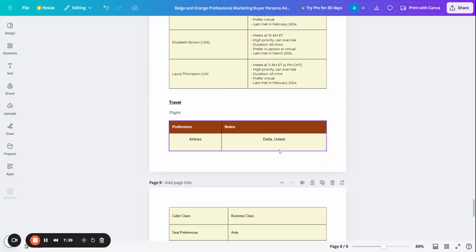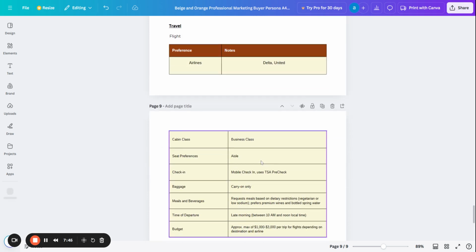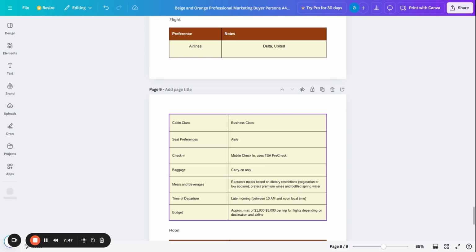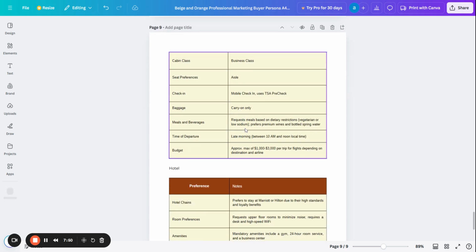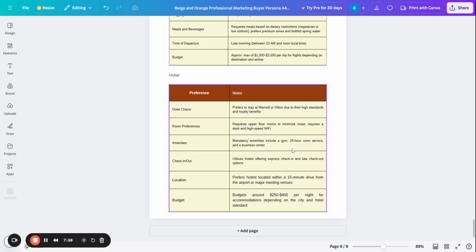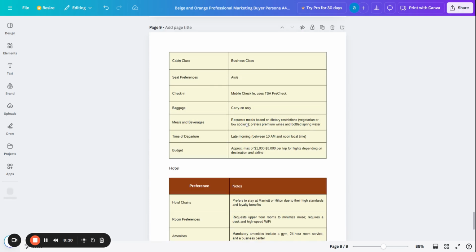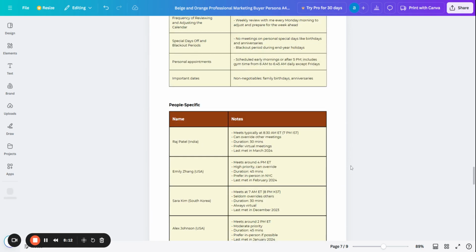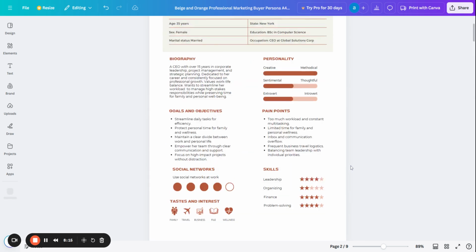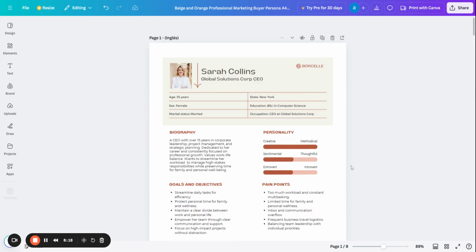Like here, Sarah prefers Delta, United, and she usually wants to be seated in business class like that, and she's willing to pay approximately $1,000 to $3,000 per trip like that. So I don't have to keep asking Sarah how she wants to travel because I already have these, what do you call this, tables. So that's pretty much to sum up how I collect clients' information and use it as my guide.